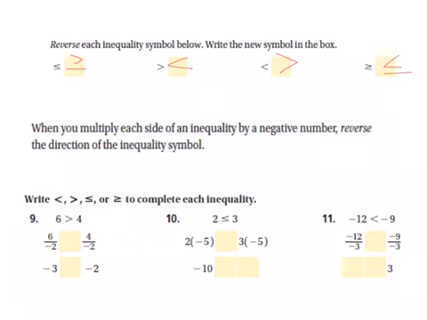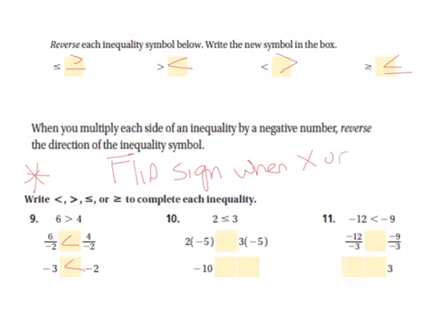As we take a look at the bottom part of this, for number 9, it's saying 6 is greater than 4. So when you divide each side by a negative, we do need to flip that sign and say that negative 3 is less than negative 2. And if you think about this, this does make sense. So we do need to flip the sign when we multiply or divide by a negative number.